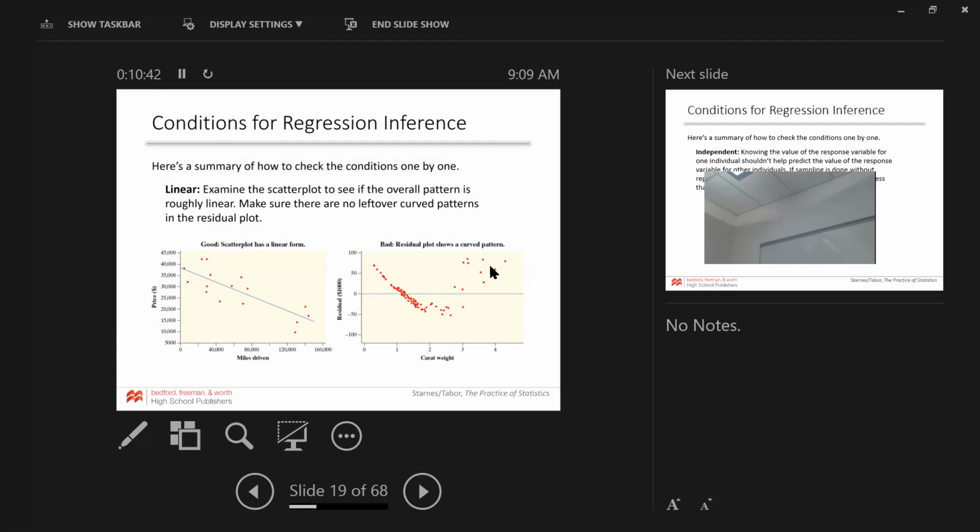So here, that appears to be random. Here, there's a pattern to that. Above, above, above, below, below, below, above, above, above. The picture on the right, they're not randomly scattered. Okay? Doesn't meet the condition.